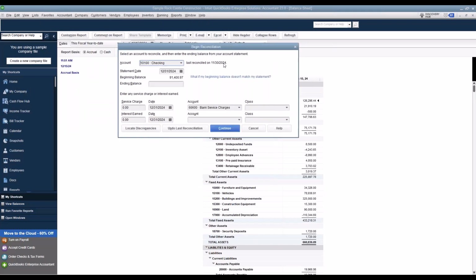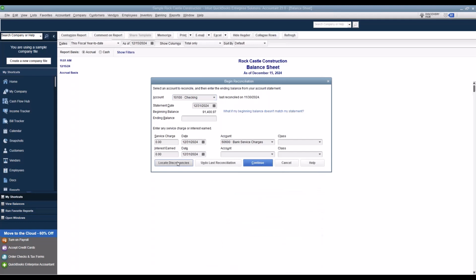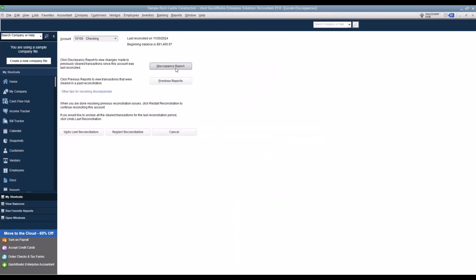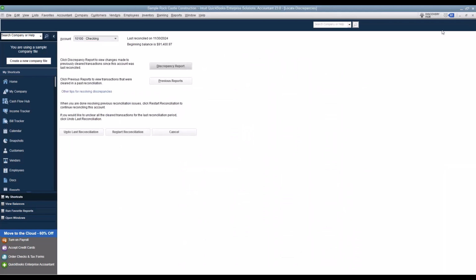I could see that today's date, by the way, in this sample is December 2024. So last month, this was reconciled. Looks good so far. But let's go a little bit deeper. I'm going to look at discrepancies. Oh, you can see from here, we've got quite a few discrepancies sitting in here from deleted transactions. That's not good. That could cause an issue with your beginning balance. But let's just say we're good there.